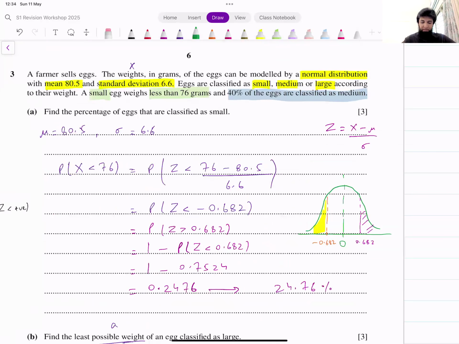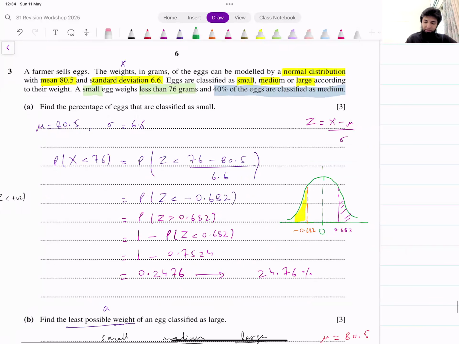A farmer sells eggs. The weights in grams of these eggs can be modeled by a normal distribution with mean 80.5 and standard deviation 6.6. Eggs can be classified as small, medium, and large based on their weight. A small egg weighs less than 76 grams, and 40% of the eggs are classified as medium. Find the percentage of eggs that are classified as small.